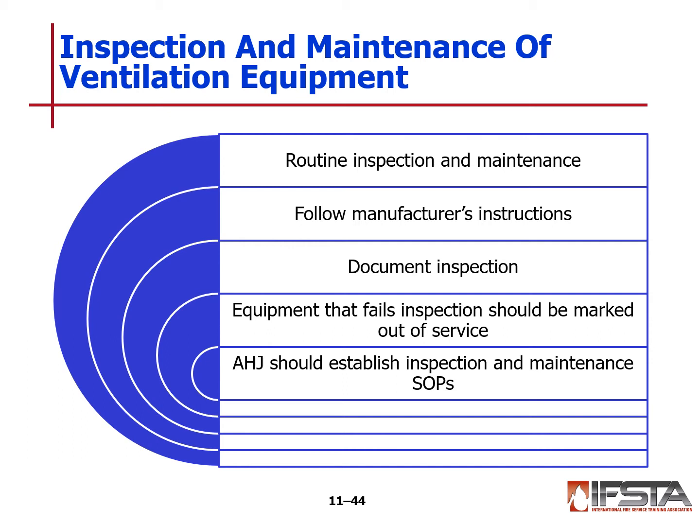If you're working with a volunteer department, that's probably weekly for the most part. We want to follow manufacturer's instructions on how to maintain and what type of fuels they use if they're gasoline operated, and we want to document our inspection, whether that's daily, weekly, or monthly. Equipment that fails inspection should be marked out of service. Let an officer know in the chain of command and take it out of service so it can be repaired. The authority having jurisdiction should establish inspection and maintenance standard operating procedures.